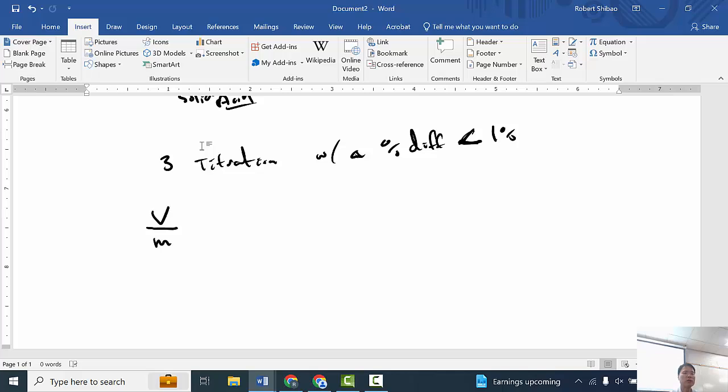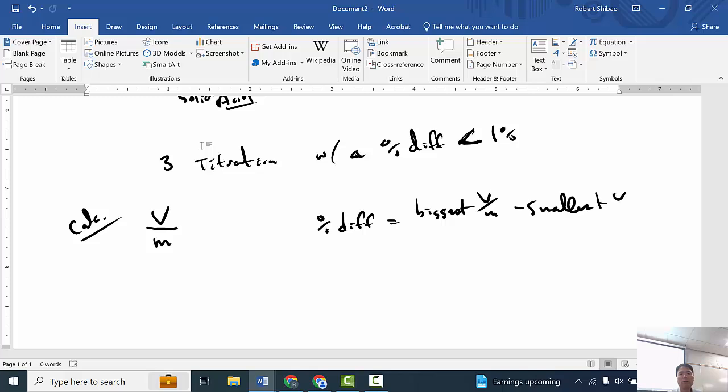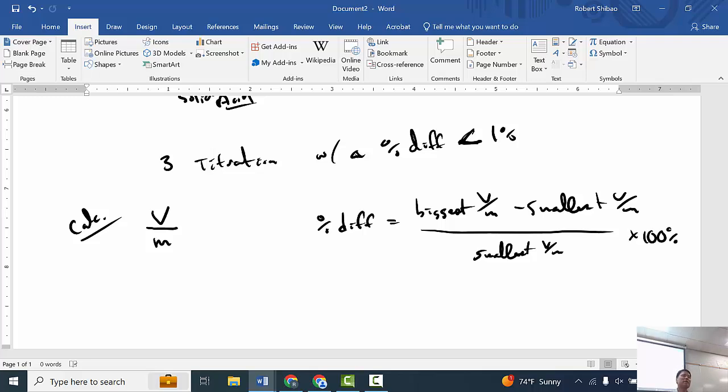The volume to mass ratio should always be the same for all these. I mean, if you start with the exact same mass, we should get the exact same volume in each of these runs. Since we didn't start off with the exact same mass, then we're going to calculate the volume to mass ratio. And the percent difference here is going to equal the biggest volume to mass ratio minus the smallest volume to mass ratio, divided by the smallest, times 100%.